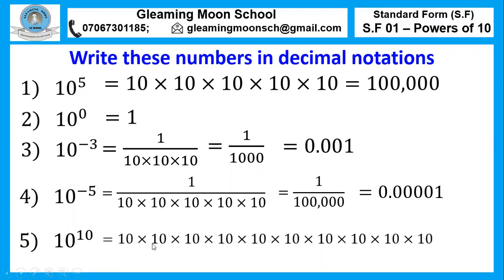And 10 raised to the power of 10 will give you 10 times 10 times 10 times 10 times 10 times 10 times 10 times 10 times 10 times 10, which will give you 10 billion. Okay, so you can see all these numbers in standard form. Just this power of 10 brings it down to just this little space here. Okay, so mark your work. Those you got right, those you didn't get right, do your corrections now.